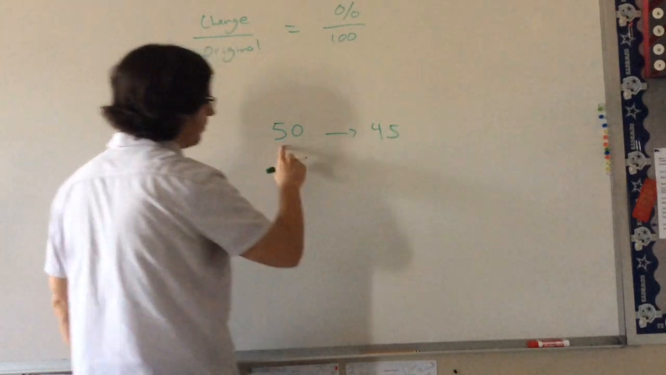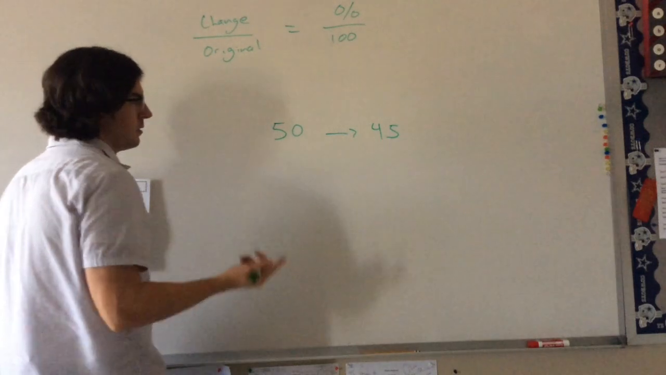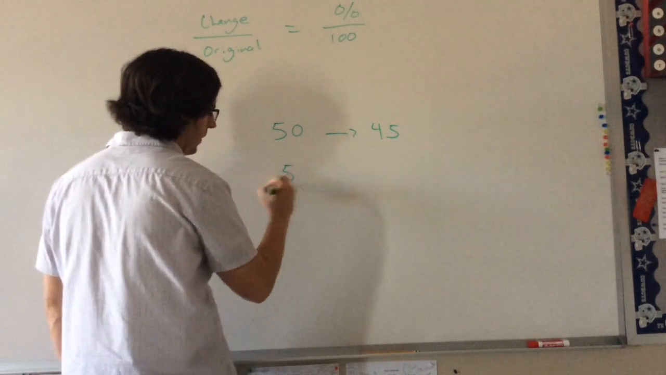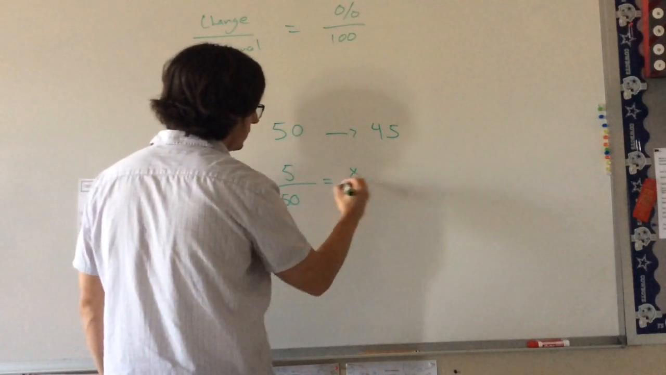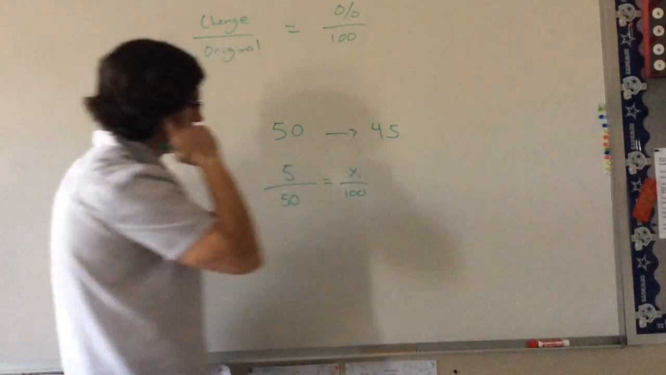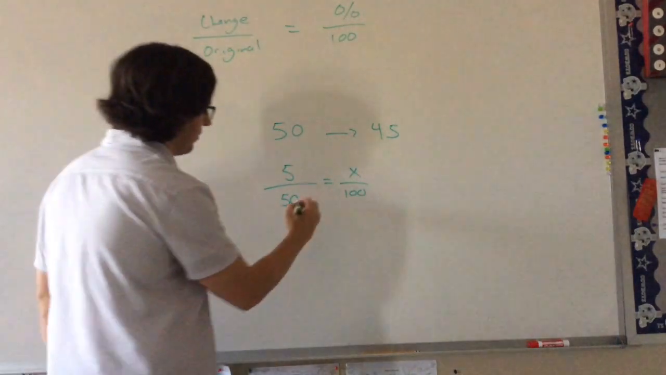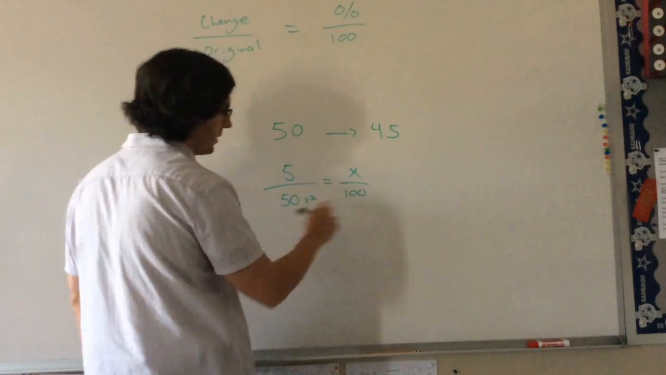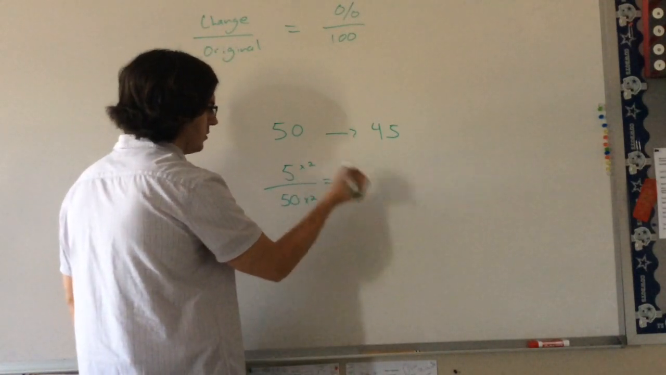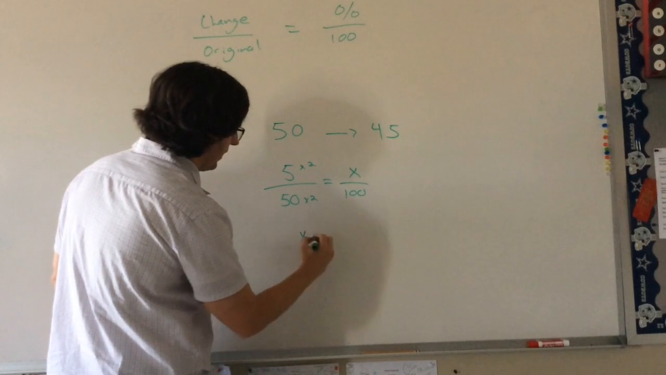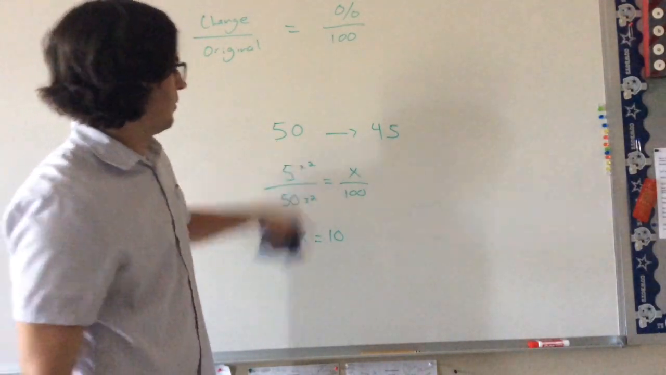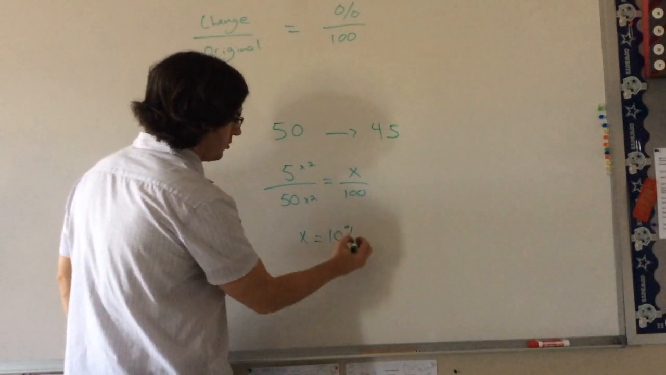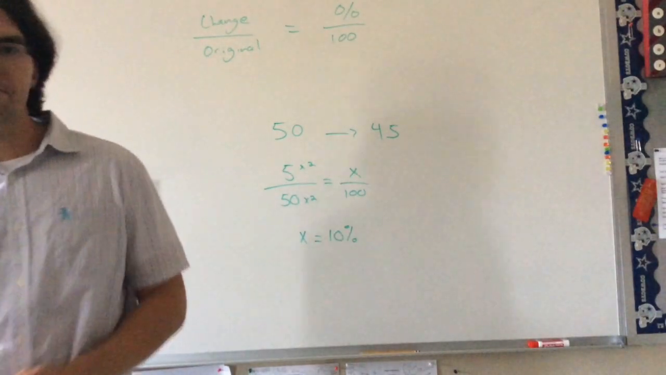So notice I'm going from a bigger number to a smaller number. Change is 5, okay, over original is 50, is equal to X over 100. Now guys, this one's pretty simple. We know the scale factor is gonna be times 2 because 50 times 2 is 100. So what that means is that X is going to be 10. So what this means is I'm dropping by 10%. So I'm changing the price of that from 10%.